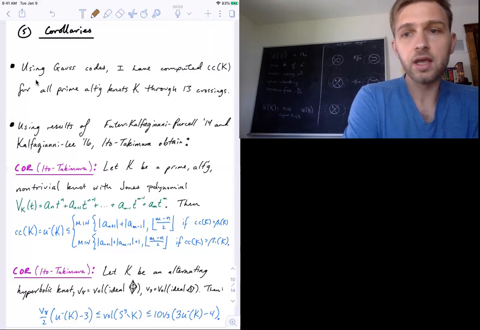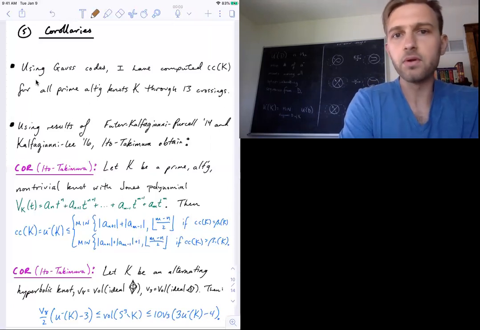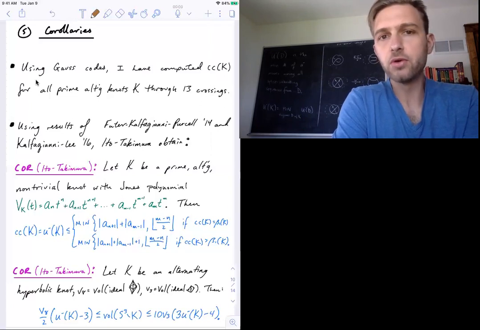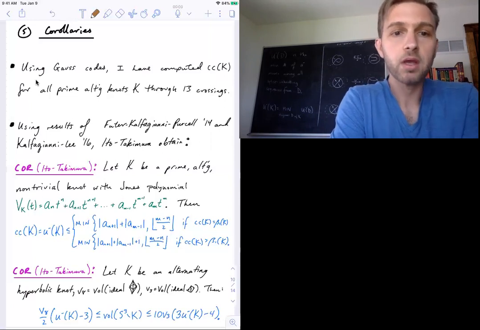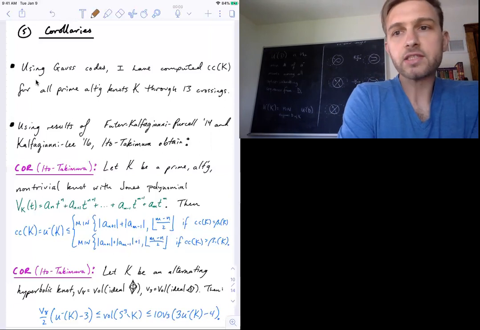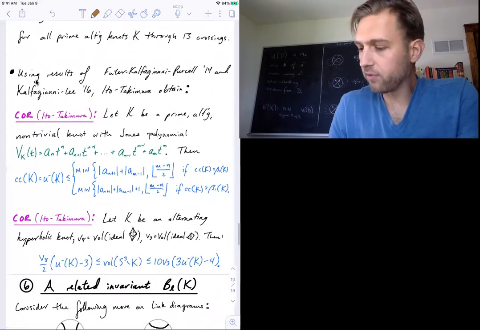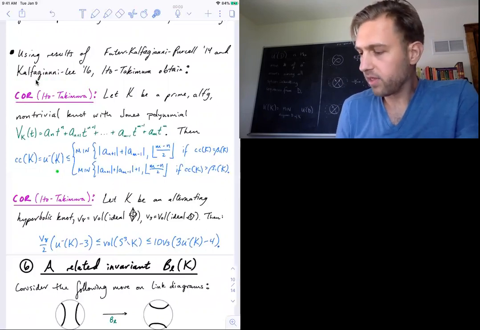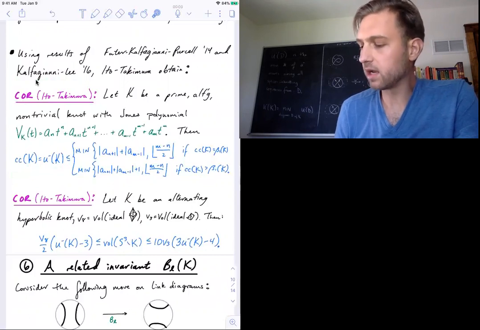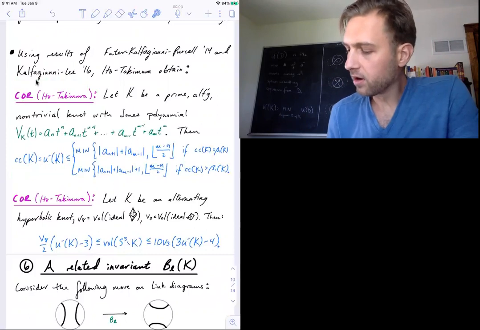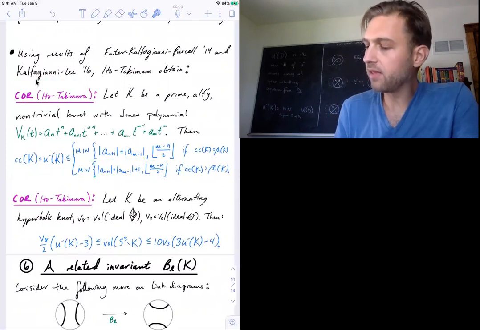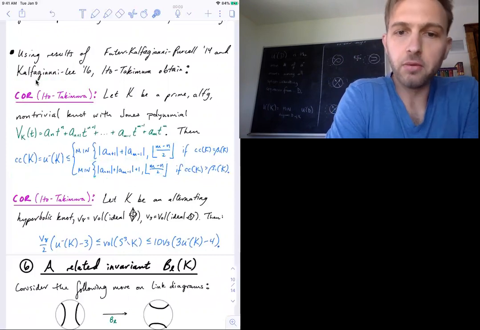I did this using Gauss codes, and using Gauss codes, I computed the crosscap numbers of all prime alternating knots up through 13 crossings. Some of these values were new for 11 and 12 crossing knots as well. Ito and Takimura obtain corollaries relating to the Jones polynomial and hyperbolic volume. Using a result from Kalfagianni and Lee, they show that the splice-unknotting number, which is equal to the crosscap number, is bounded above by two quantities. One of them is the sum of the penultimate coefficients, or that sum plus 1, and the other is the spread or span of the Jones polynomial.